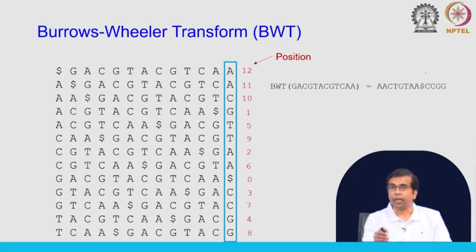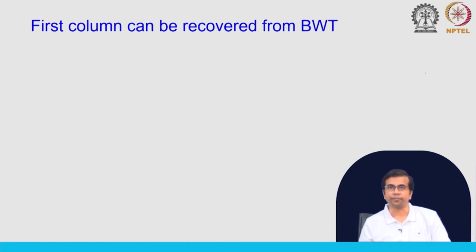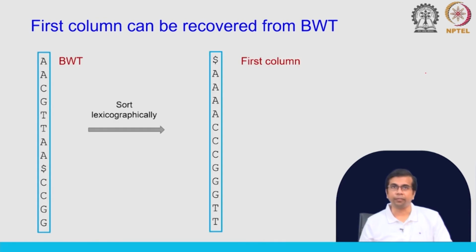We can also keep track of the positions of each of these letters, and we can store these positions. Again, this will not take too much memory or storage space. So, what we have discussed is that the BWT size is the length of the reference. Now, what is actually stored in the memory? We can simply store this BWT, the last column, and it turns out you can actually generate the first column of that matrix from this BWT information alone.